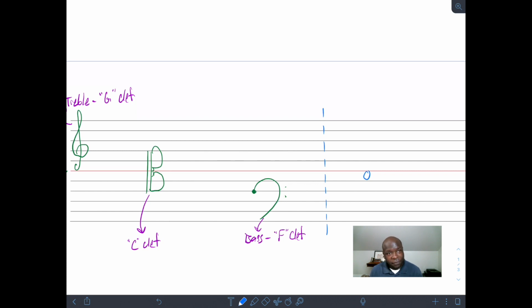Do the treble clef, do a C clef. It might be easiest to just do the C clef as an alto clef where middle C is right in the middle of the staff, and then do bass clef, and let's see where those land.